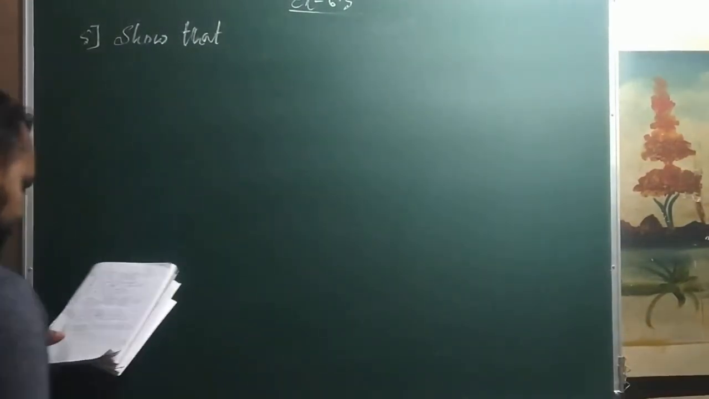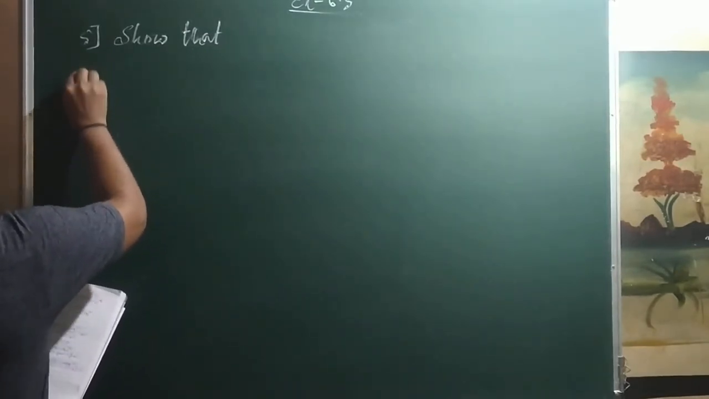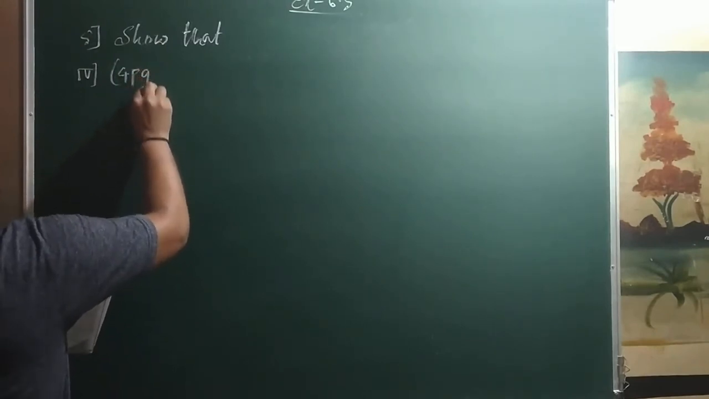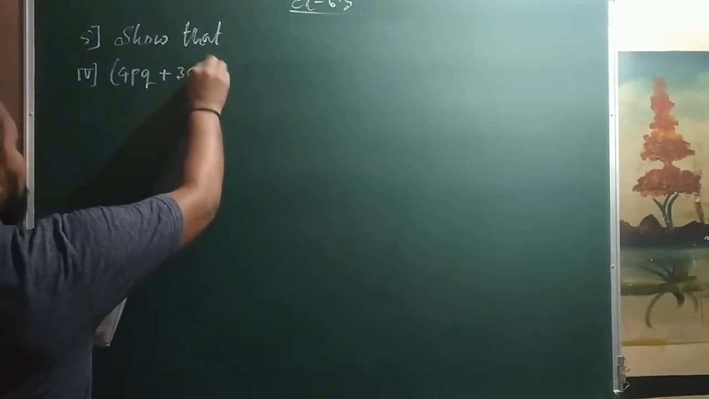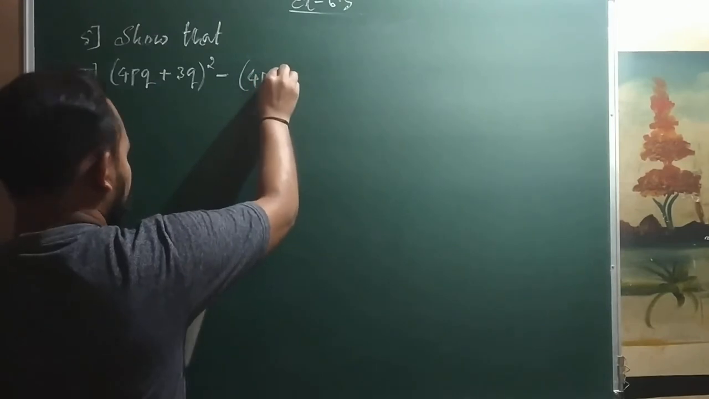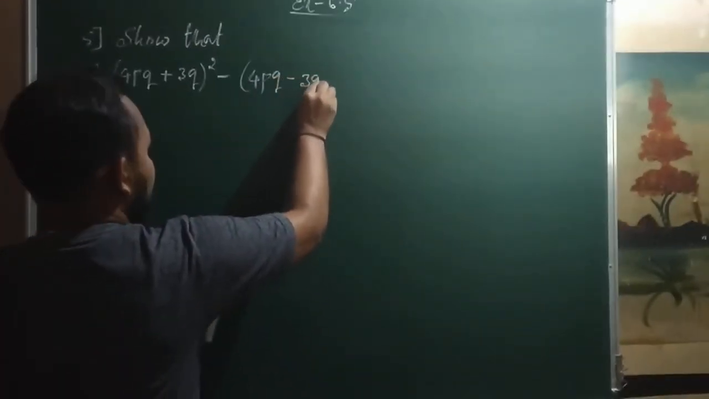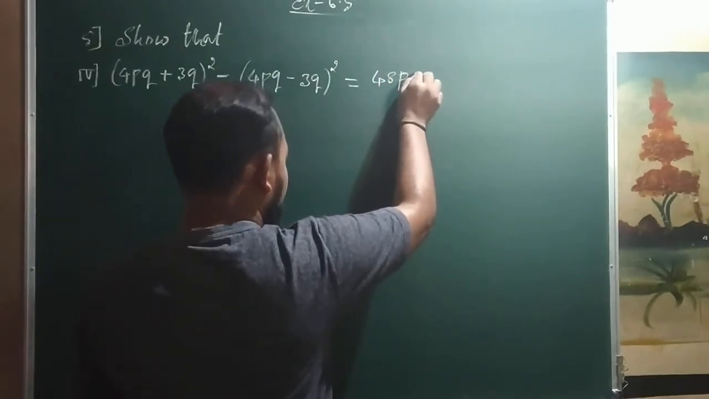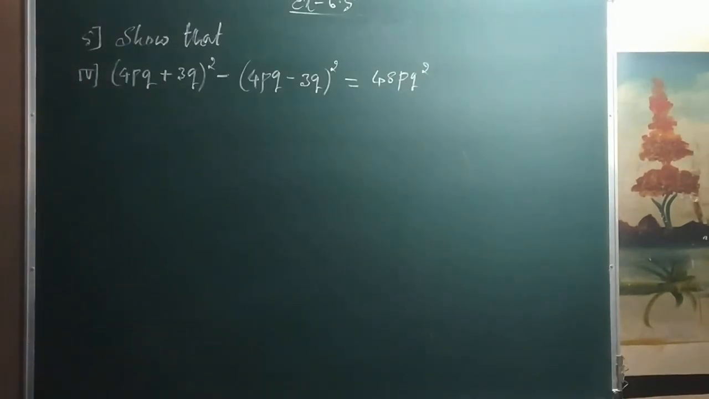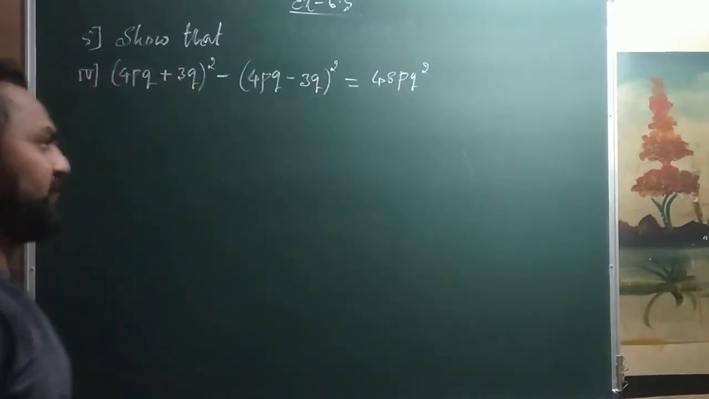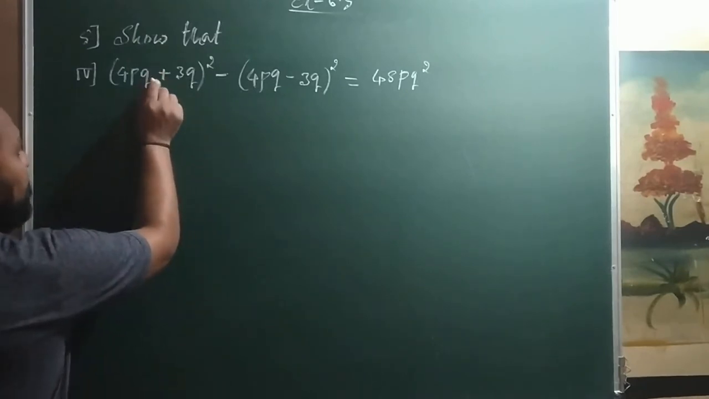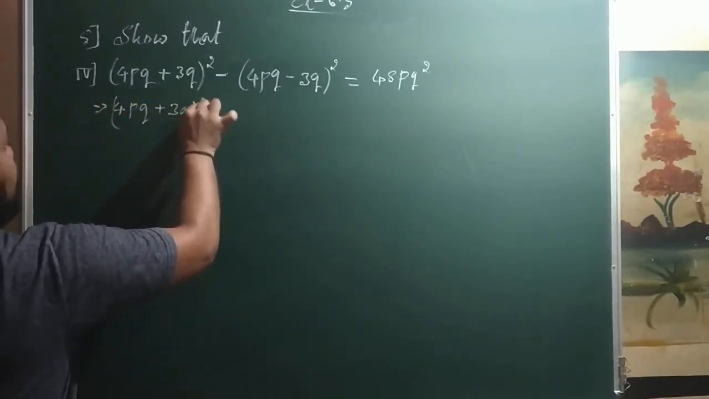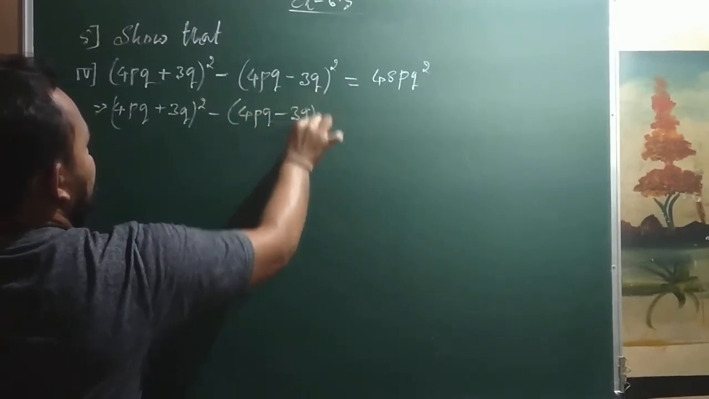The next one is in that exercise, the fourth one: (4pq + 3q square) whole square minus (4pq minus 3q square) whole square is equal to 48pq square. Okay, here this is LHS and this one is RHS. First, simplify the first expression: (4pq plus 3q square) whole square minus (4pq minus 3q square) whole square.